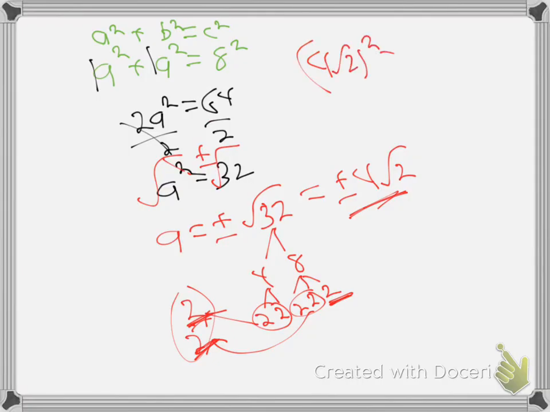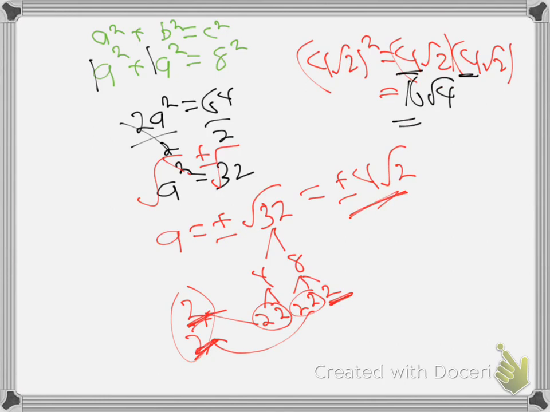4 root 2 squared is 4 root 2 times 4 root 2. Remember your root rules from algebra? You multiply the whole numbers with the whole numbers and the roots with the roots. 4 times 4 is 16, root 2 times root 2 is root 4, and that's 2. And that's 32. Or, probably easier, just square the 4 and remove the root. 32.